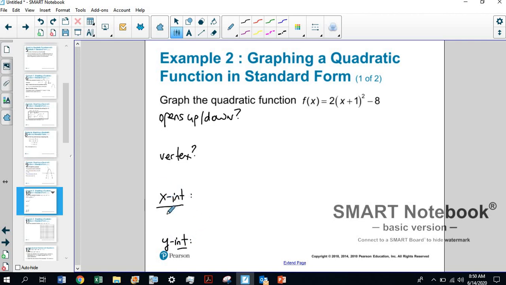Okay? And so you might have more than one x-intercept. You might have no x-intercepts. For y-intercepts, you'll always have one. So find all this information and then see if you can sketch the graph. Pause the video and come back and let's see what happens.